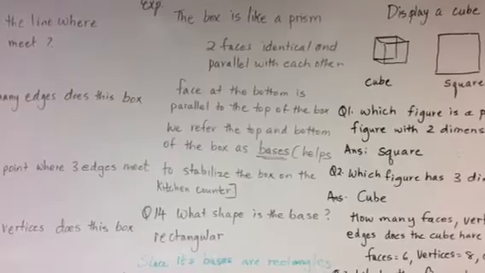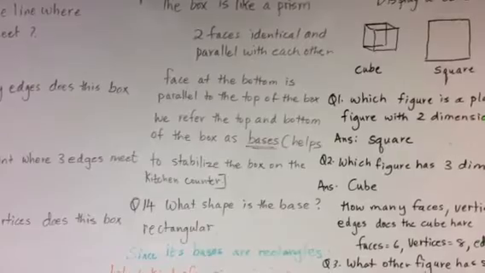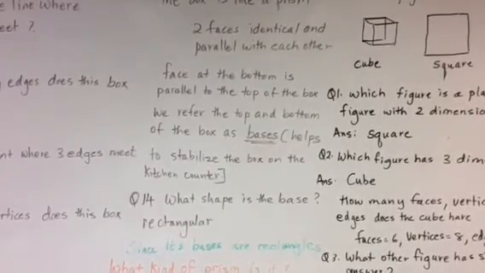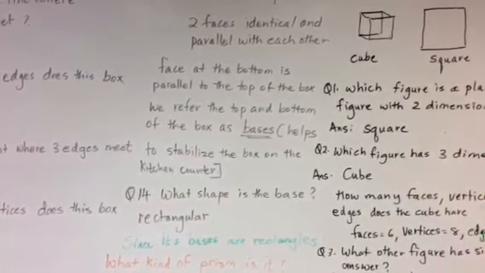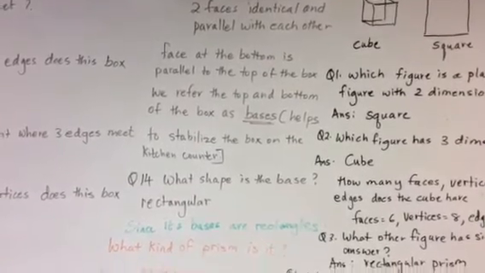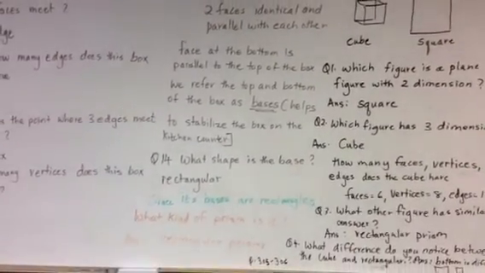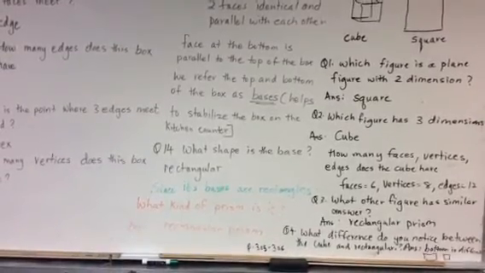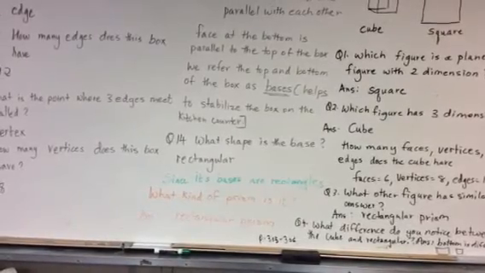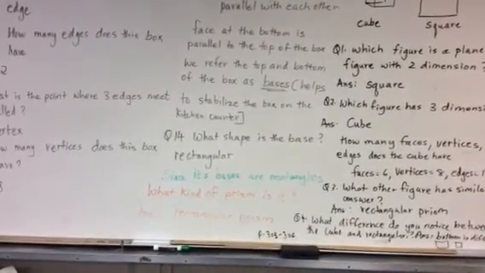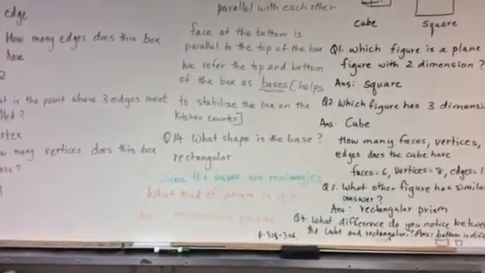And you know, when you pick up a cereal box and put it on your kitchen counter or on your dining table, the surface that meets the top of your dining table or kitchen countertop is called a base. What shape is the base of the cereal box? It is a rectangle. Since its bases are rectangles, what kind of prism is it called? It's called a rectangular prism. Now, if it had a triangle base, then it would be called a triangular prism.